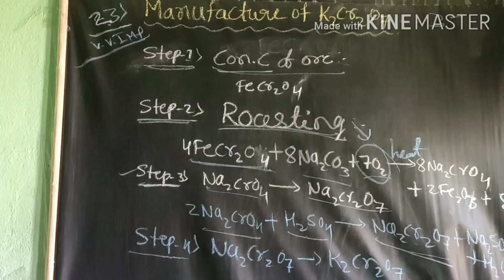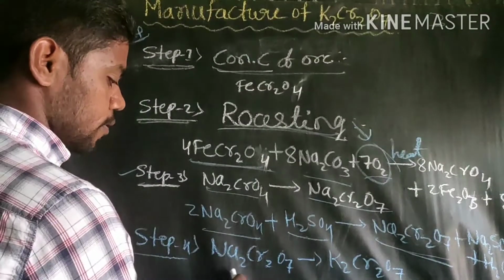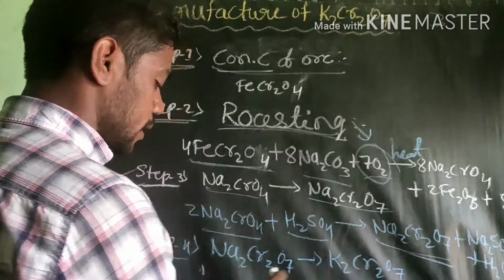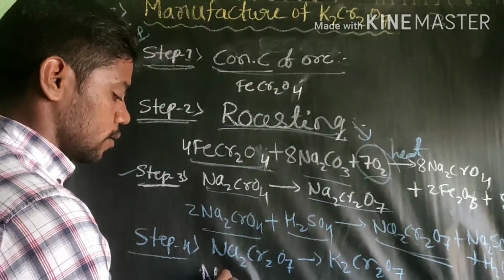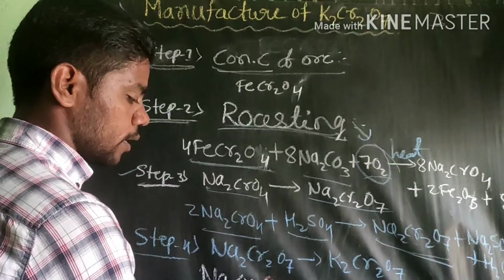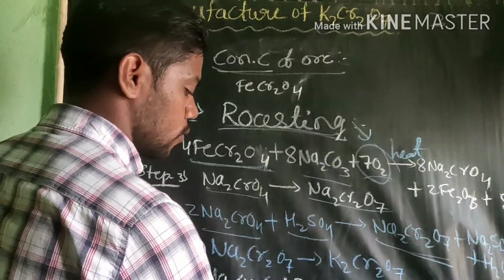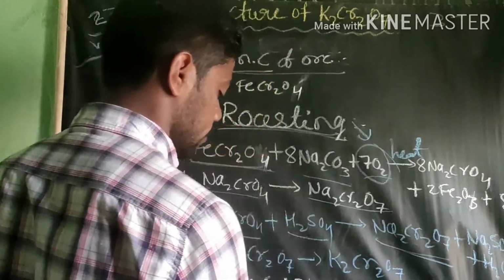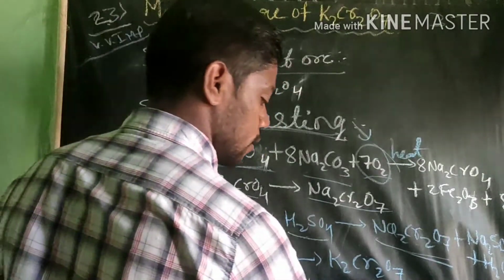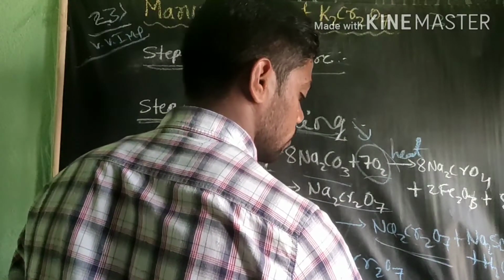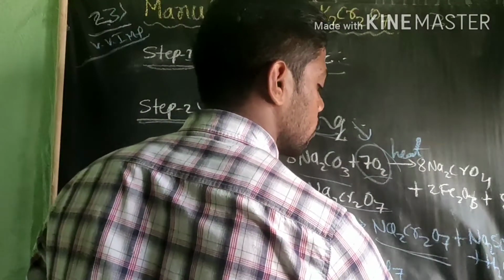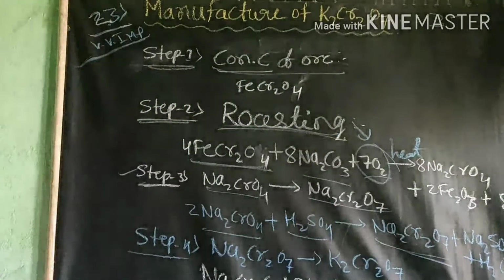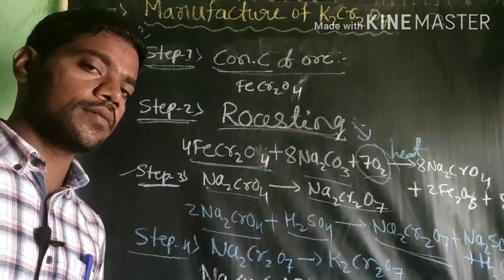Okay, from this I will write here. The conversion of sodium dichromate to potassium dichromate is very simple. Na2Cr2O7 reacts with 2 KCl, giving this potassium here. Therefore, it forms K2Cr2O7 plus 2 NaCl. It's very important, dear students.